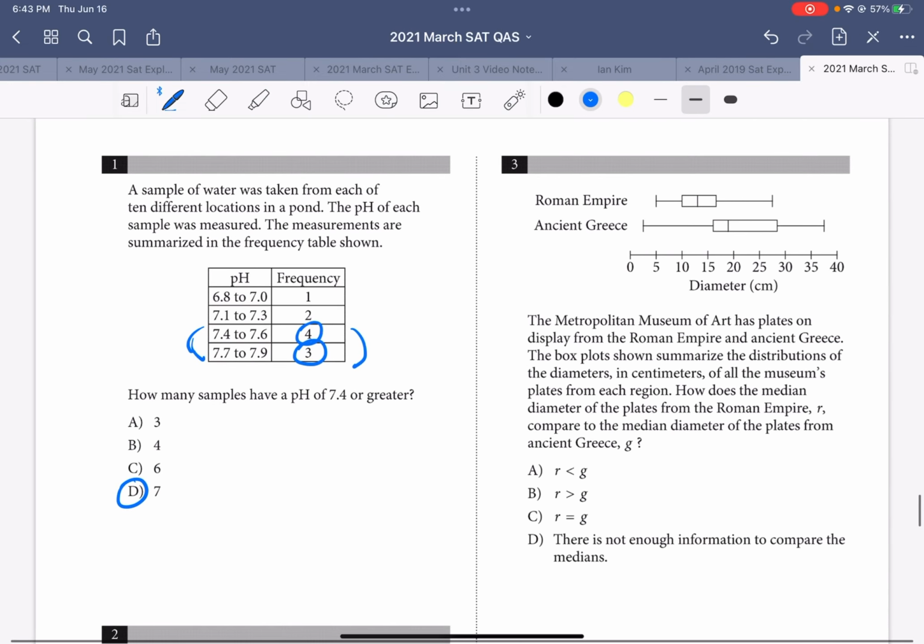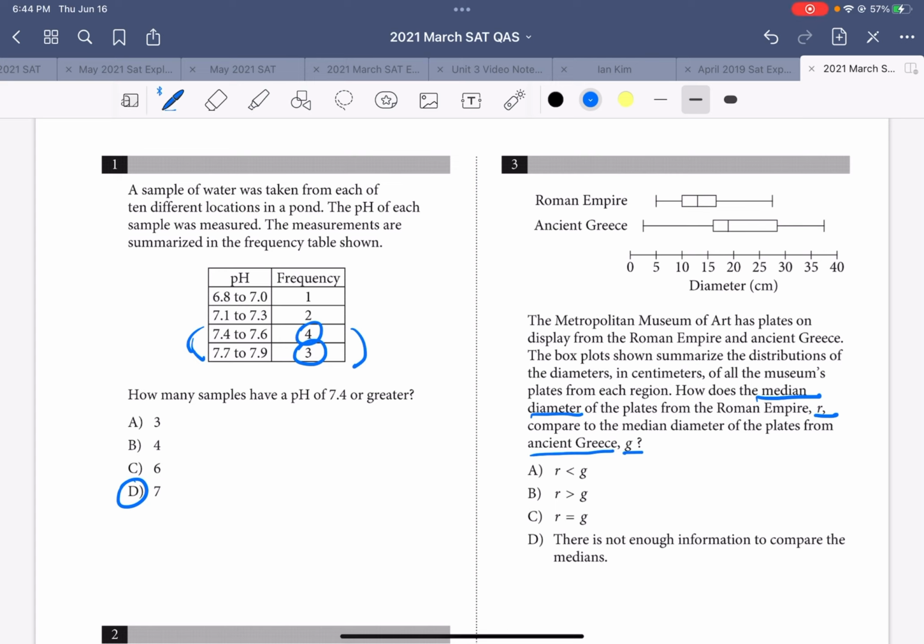Number three, Roman Empire and ancient Greece. The Metropolitan Museum of Art has a plate on display from the Roman Empire and ancient Greece. The box plot shown summarizes the distribution of the diameters in centimeters of all museum plates from each region. So how does the median diameter of the plates from the Roman Empire, R, compare to the median diameter of the plates from ancient Greece?